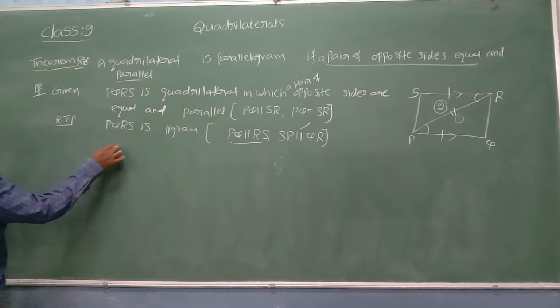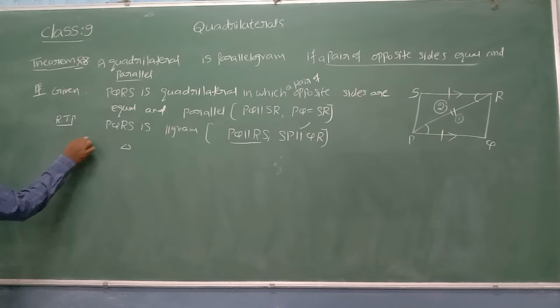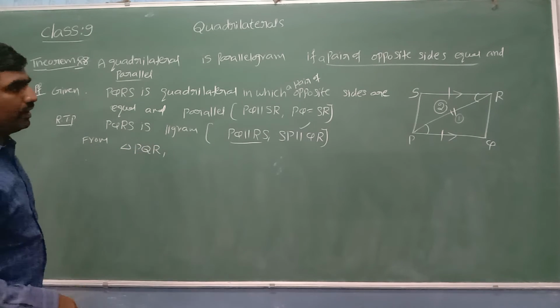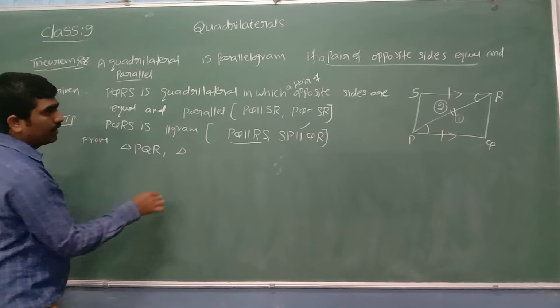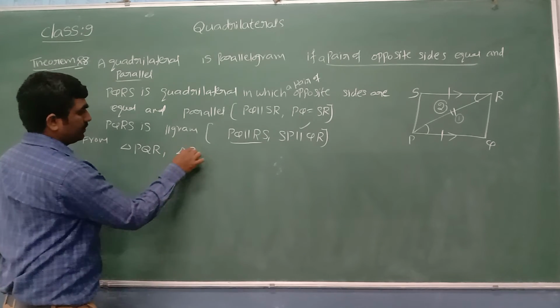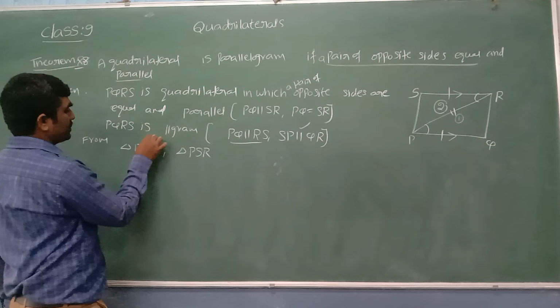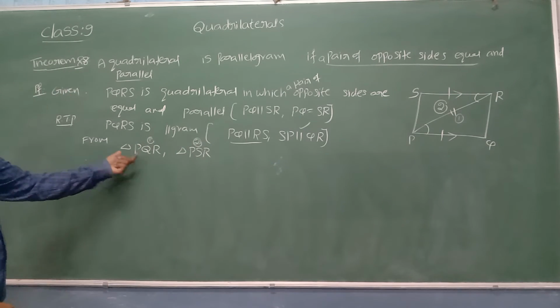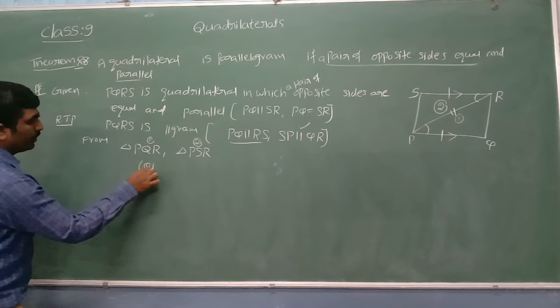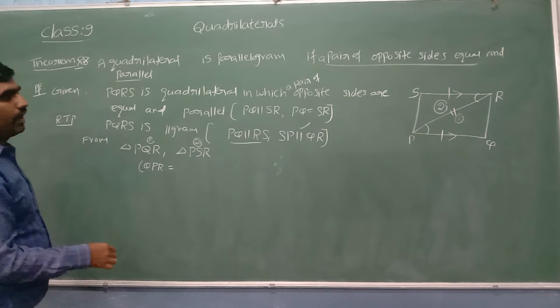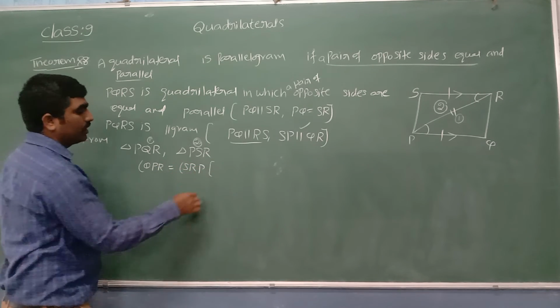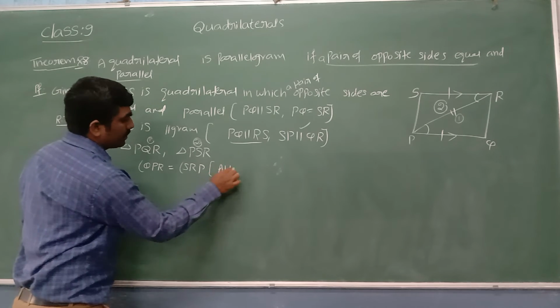Now let us write the equal parts. From triangle PQR and triangle PSR. This I took as my first triangle and this as my second triangle. From both the triangles, in the first triangle angle QPR is equal to angle SRP. What is the reason? Both are alternate angles.